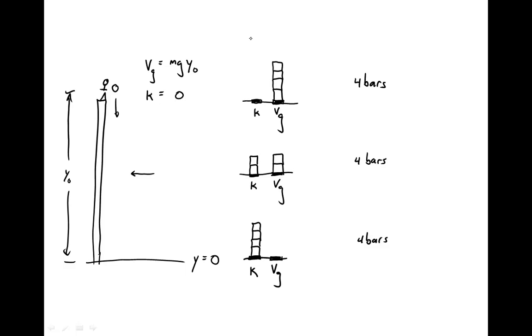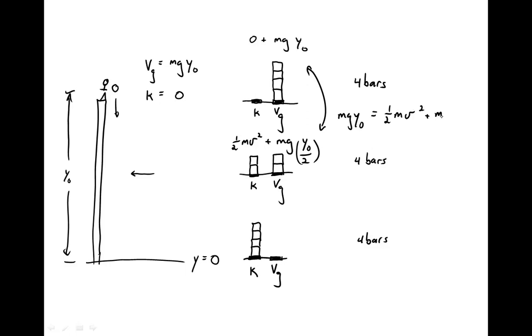Here at the top, I'm going to have 0 plus mg y0. In the middle, I'm going to have some 1/2 m v squared plus mg y0 over 2, because I'm halfway down. Now since energy is conserved, these two must be equal. So that means that mg y0 plus 0, so I don't show that, equals 1/2 m v squared plus mg y0 over 2. So there's the math that goes with the description.